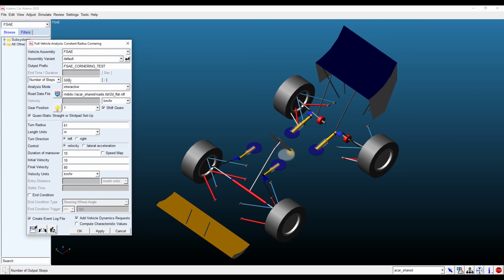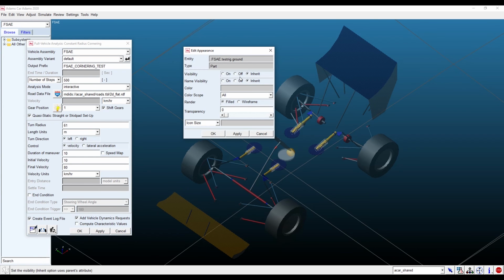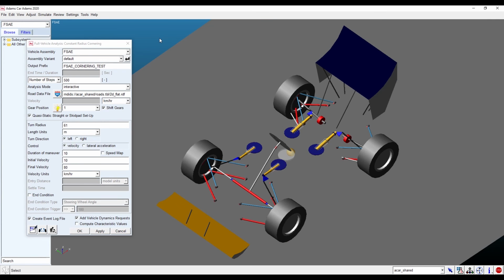Constant radius cornering analysis. For constant radius cornering analysis, the driving machine drives your full vehicle down a straight road, turns onto a skid pad, and then gradually increases velocity to build up lateral acceleration. One common use for a constant radius cornering analysis is to determine the understeer characteristics of the full vehicle.